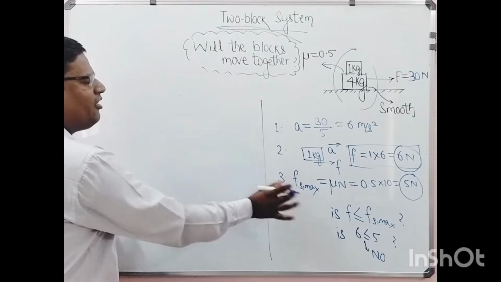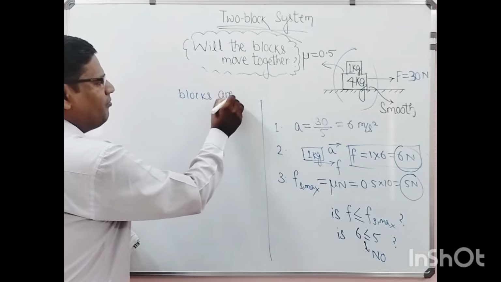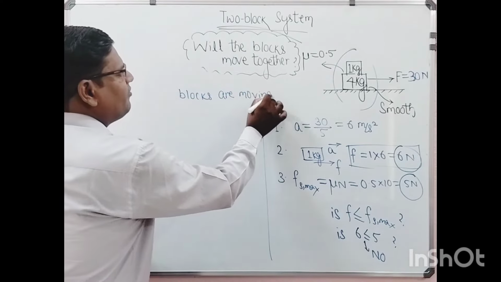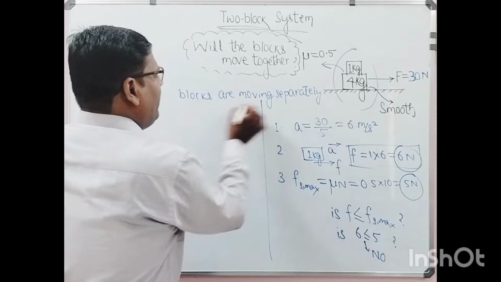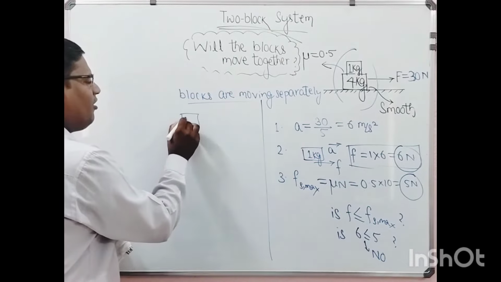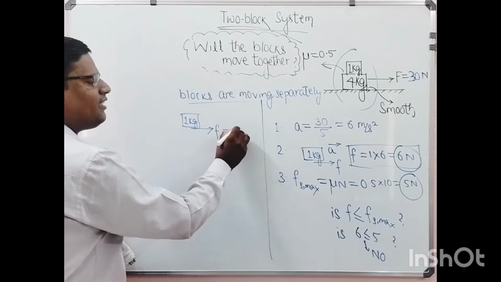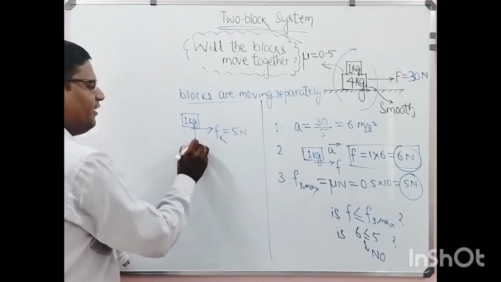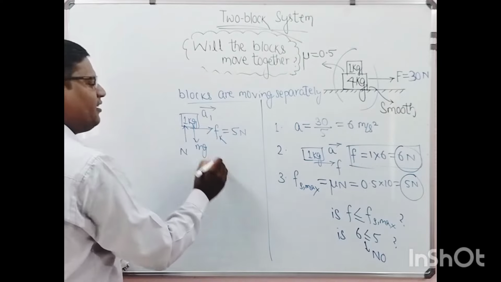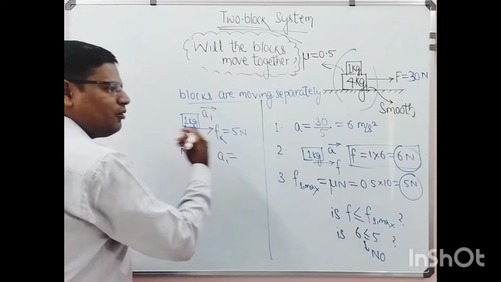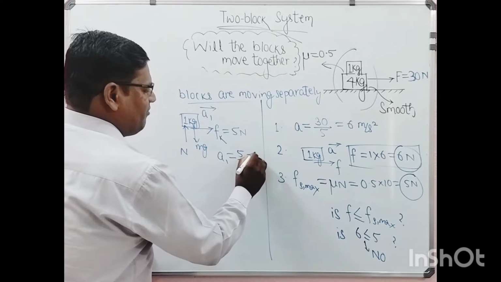So now we have understood that the blocks are moving separately. So let me draw their FBD. For the 1 kg block, the FBD will be: here kinetic friction is acting, and that's the maximum value of friction, that's 5 Newton. This side mg, this side normal reaction, and it is moving with acceleration a1. So how much is a1? Total force in x direction by mass. That is 5 by 1. That is 5.